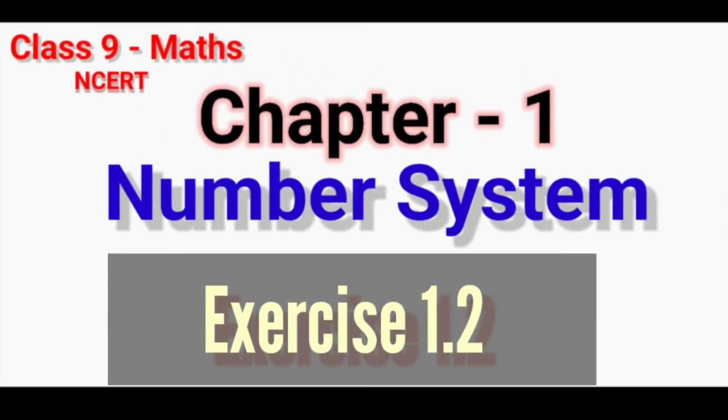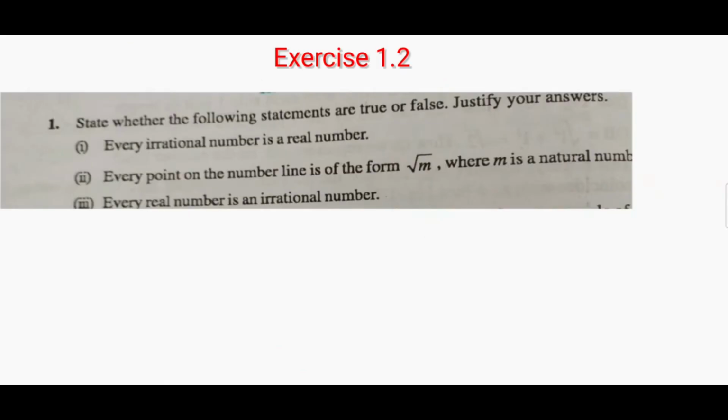Now let's do exercise 1.2 of number system. First question here is, state whether the following statements are true or false. Justify your answer. The first is, every irrational number is a real number. This first statement is true.